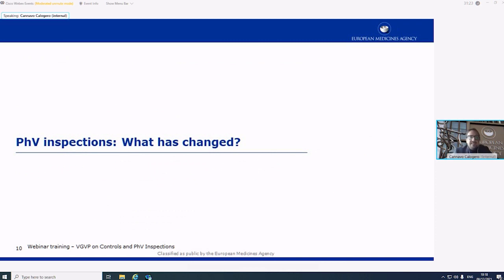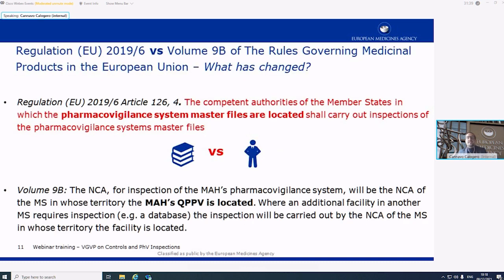So this was just to highlight the main article in the main legislation. But what has really changed compared to the previous legislation, Volume 9B? What is important for you is that before, inspections were performed where the QPPV was located. Still, from next year, after the 28th of January, the inspection will be conducted where the pharmacovigilance system master file is located.